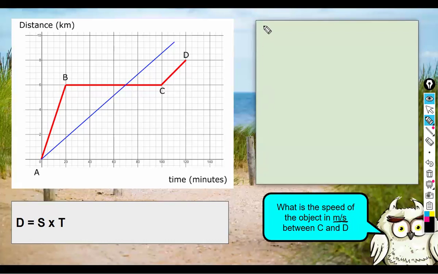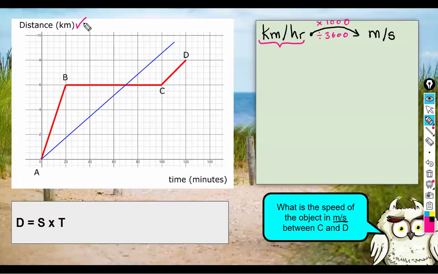So what we could do is get the answer in kilometers per hour. And remember last week, I showed you all, once we get the answer in kilometers per hour, there is a formula to convert it to meters per second. I know it's in your books, but the formula to convert kilometers per hour to meters per second is to multiply it by 1,000 and then divide by 3,600.